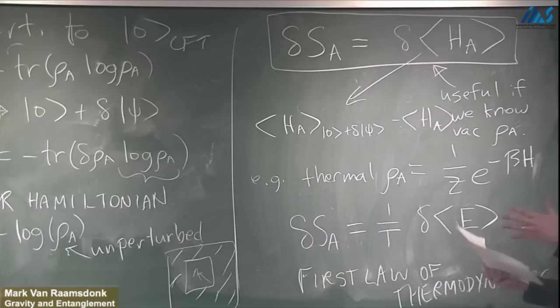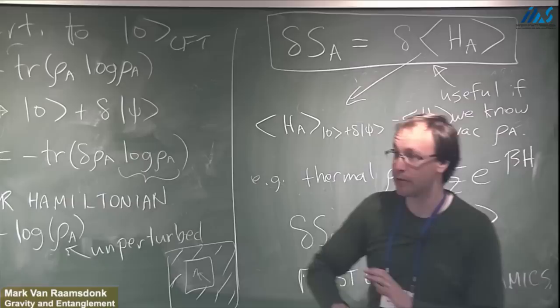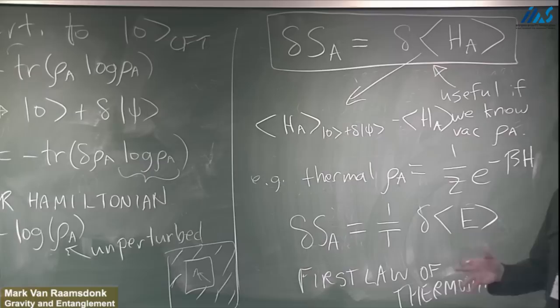And the usual first law says that if I vary to some nearby equilibrium state, then the change in the ordinary entropy would be equal to 1 over T times the change in the energy. And this is saying that even if I vary to a nearby quantum state, any old mixed state of my quantum theory, and I compute the change in the entanglement entropy, which I could do regardless of any assumptions about equilibrium, then the change in that is equal to the change in the quantum expectation value of the energy operator for that subsystem. Okay. Got it.